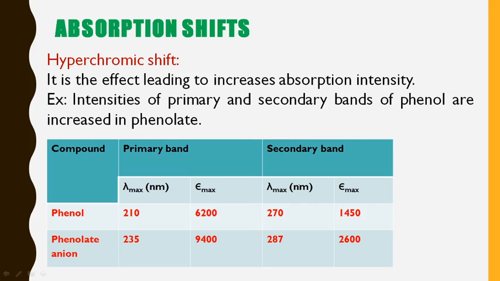Next one is intensity shift. In the intensity shift we have hyperchromic shift and hypochromic shift. When the intensity increases, it is known as hyperchromic shift. The same example I am taking here: phenol and here phenolate.